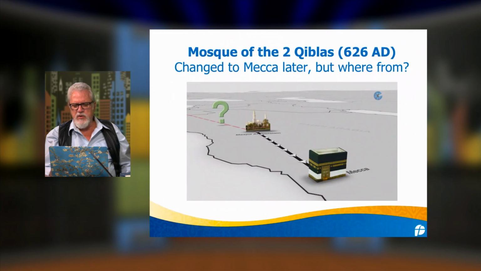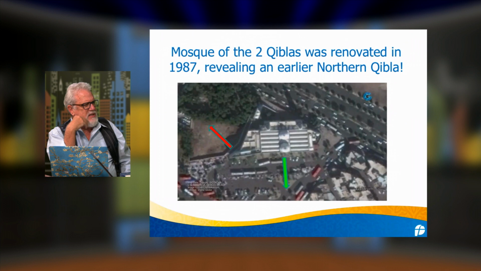Let's start with the very first one, which is the Mosque of the Two Qiblas, the Qiblatain Mosque. It was erected in 626. It was changed to Mecca, but it was always known as the Mosque of the Two Qiblas, and this was always a curiosity. Why was it called that? Well, in 1987, they did some excavations. There you can see a picture looking down onto the mosque. You can see where the green arrow is. That's the present day Qibla, facing right towards Mecca.